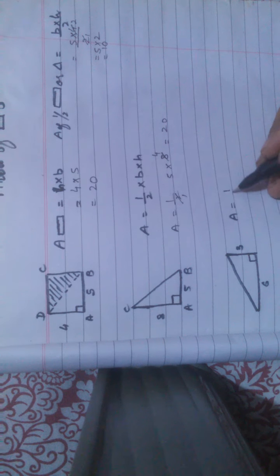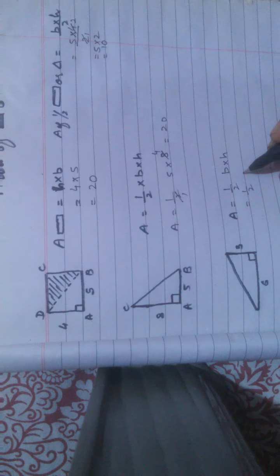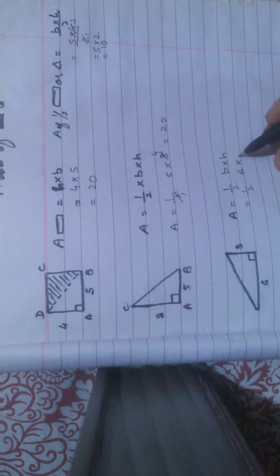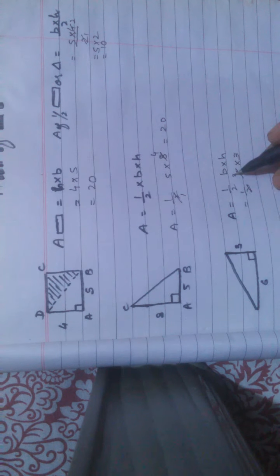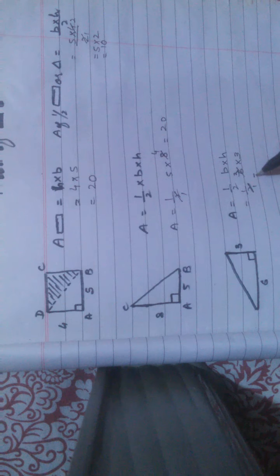In order to find its area, as we know that it is half into base into height, right? So half into base, which is 6, into height, which is 3. Now simplifying in the same fashion as we did earlier, we can simplify this 2 by this 6, 2 ones are 2, 2 threes are 6. Now the remaining units are 1 into 3 into 3, that is 9 square units. So the area of this given triangle will be 9 square units.